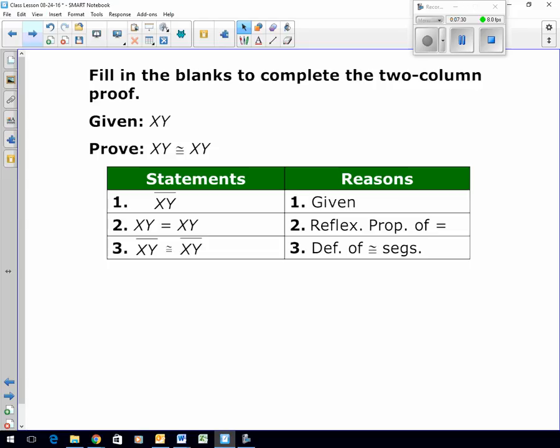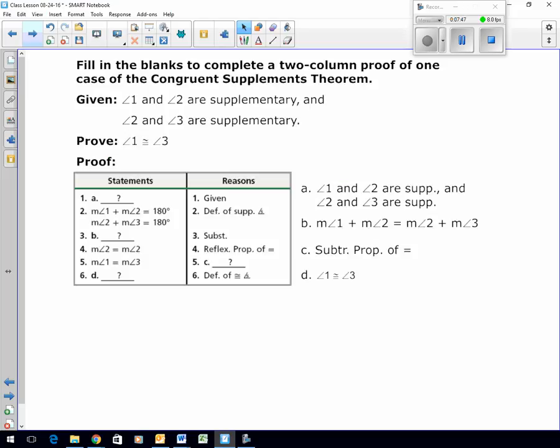I don't want you to think about memorizing anything. It's not a memorization type thing yet. Okay? It's just a flow. Notice where you start. Every time you're going to start with a given statement. Okay? And you're going to work from there to prove your particular theorem. Okay? Here's another one. Let's fill in the blanks to complete the two-column proof.